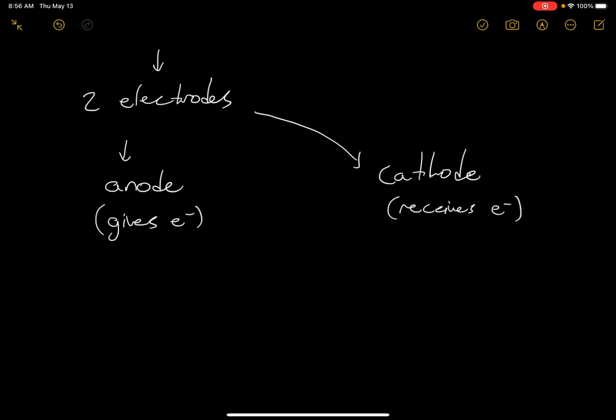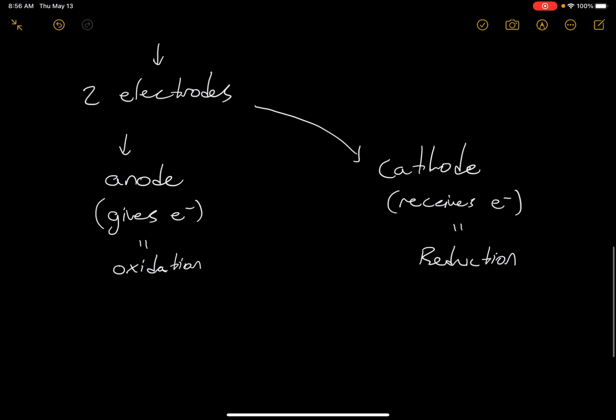Now, this process of giving electrons is also known as oxidation. So when we refer to oxidation, that just means losing electrons. And then this process of receiving electrons is called reduction. So when we say reduction, we're talking about receiving electrons.